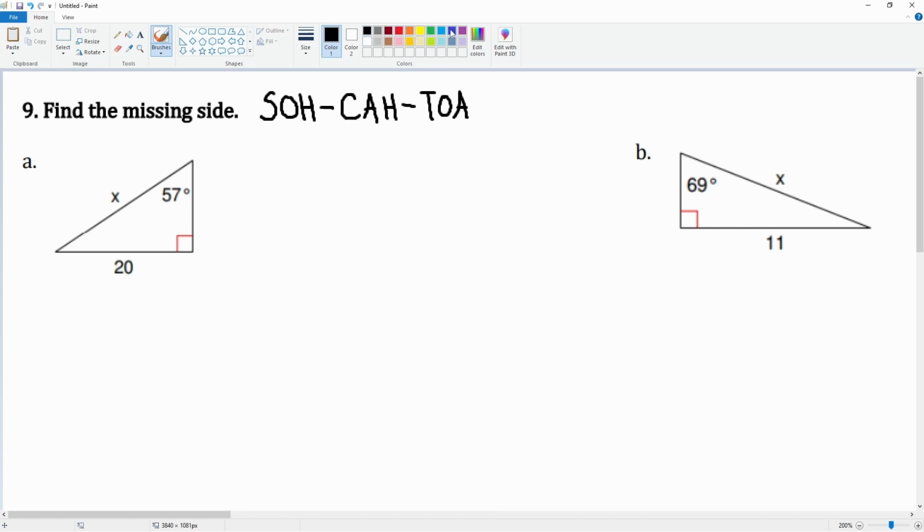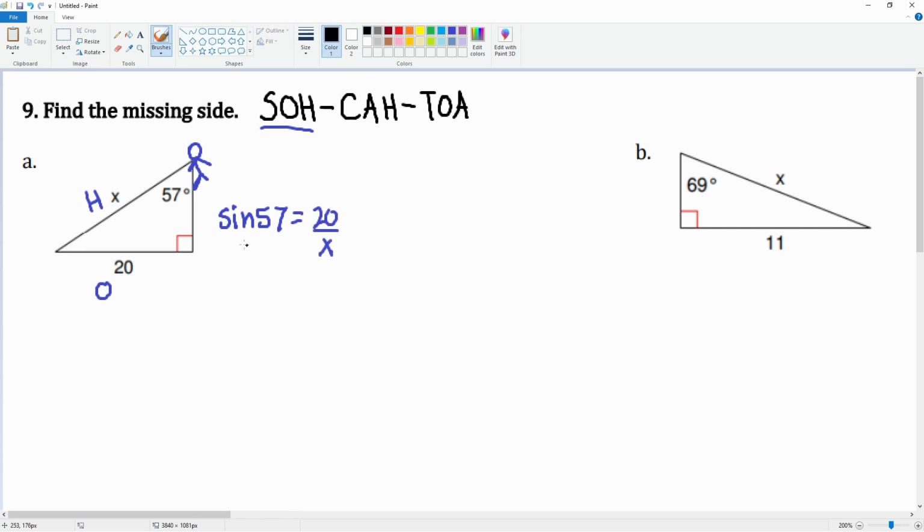We always start by drawing our person at the angle, and then from the angle's point of view, we can label it. 20 is your opposite because it's your farthest away. X is your hypotenuse. All right, so here, opposite over hypotenuse, that is sine. So sine of 57 degrees is equal to opposite over hypotenuse, which is just going to be 20 over x.